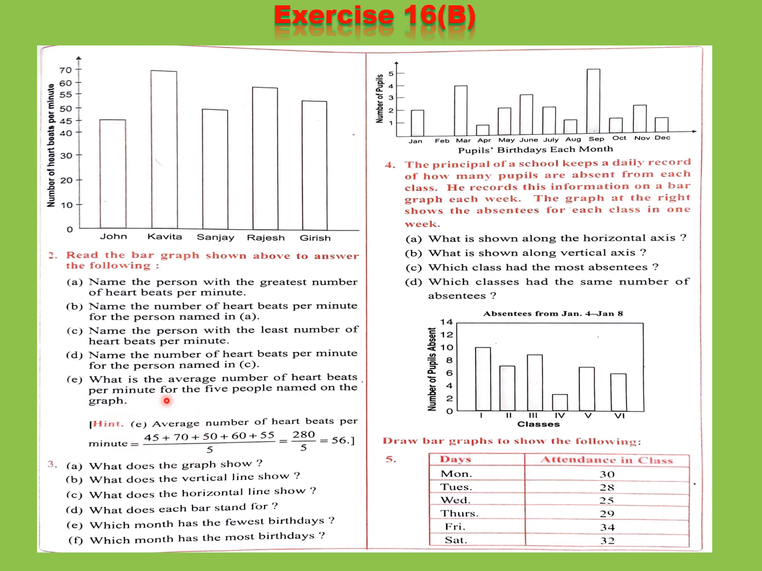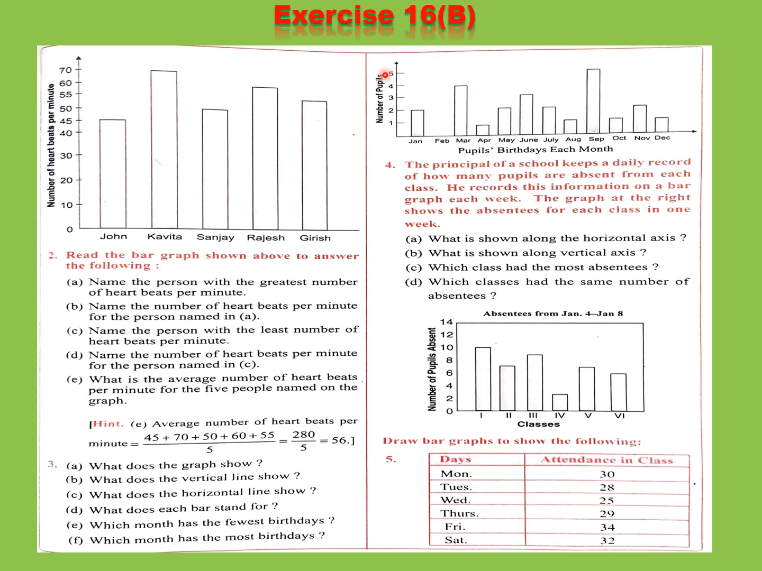Then, what is the average number of heartbeats per minute for the 5 people named on the graph? Here we are just calculating the average. To calculate the average, you need to write down the number of heartbeats of all these 5 people, find the sum, and divide by 5, because there are 5 people. Their heartbeat sum is divided by the number of students you have taken. The number of students here is 5, therefore you need to divide by 5, and our answer is already given, it is 56.